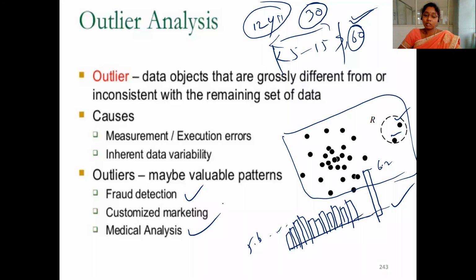Any guess? This is actually not relevant to the subject, in general I'm asking. Outlier analysis is nothing but processing the data for identifying the outliers. So how can it be helpful for fraud detection, or for medical analysis?